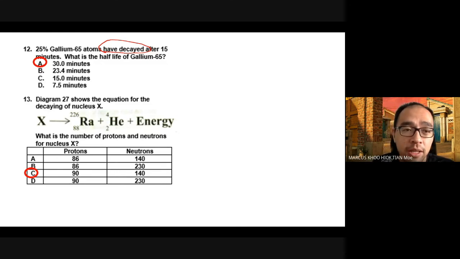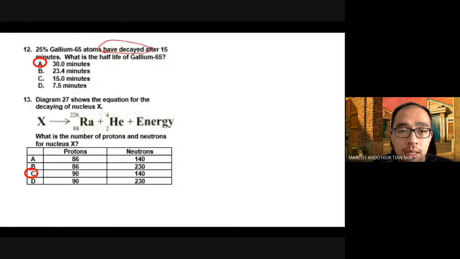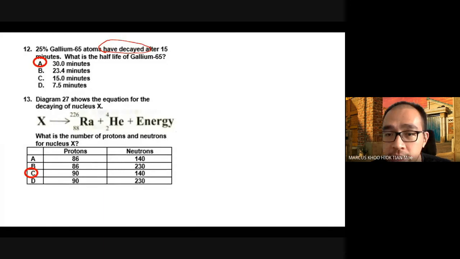Okay, number 13. Who is the one that asked number 13? I think it's Lester. Number 13, I just want you to know that these are protons and neutrons, not nucleons. So definitely the protons is 90, that is correct, 88 plus 2. But if over here is 90, what is the top number over here? This is 230. So the number of neutrons will be 230 minus 90, which is 140.